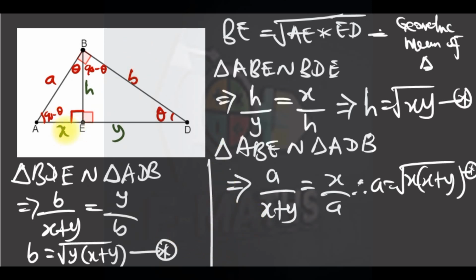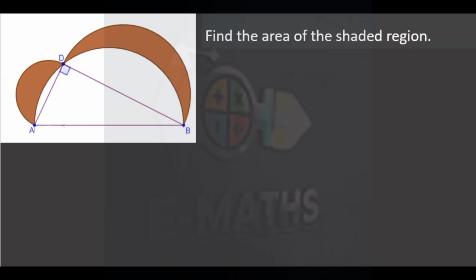If you are given X and Y, you can get B as long as this is 90 and this is 90. So we have the same diagram. Now let's prove that the area of the shaded region is the same as the area of the triangle.